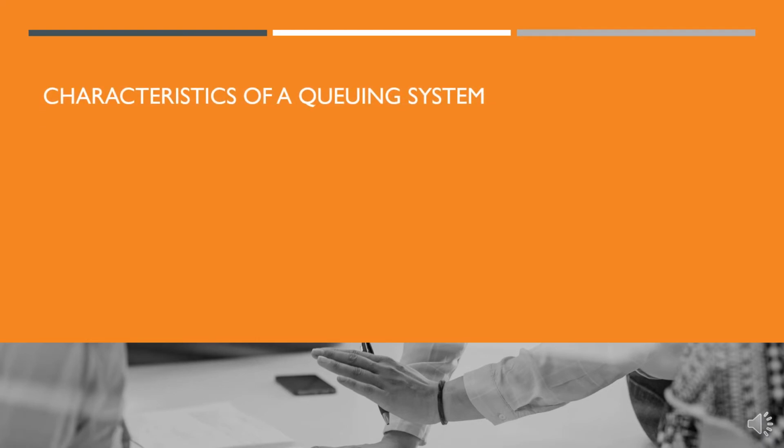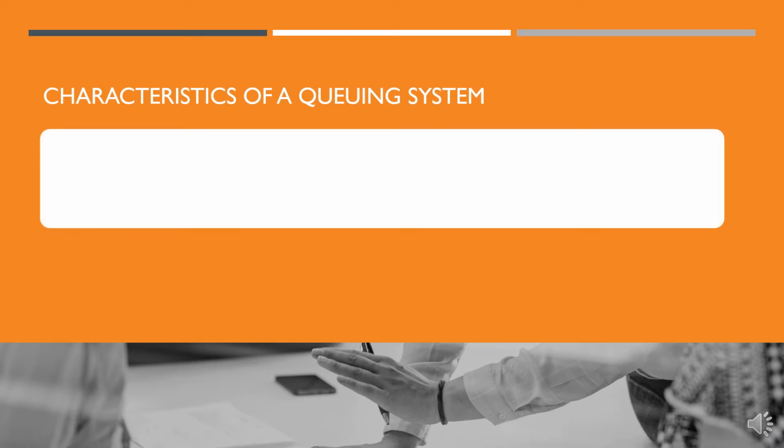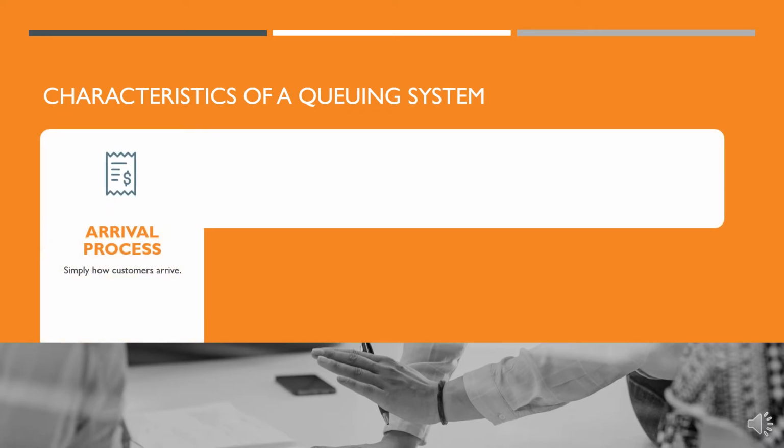In creating a queuing system, there are four characteristics involved. The first characteristic is arrival process. It is simply how customers arrive. They may come into a queue alone or in groups, and they may arrive at certain intervals or randomly.